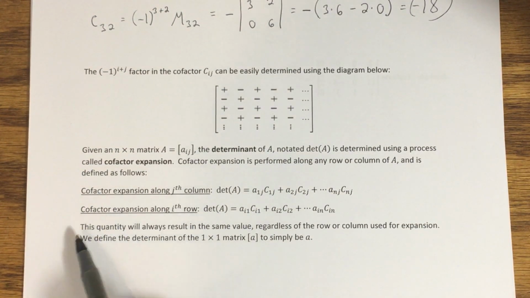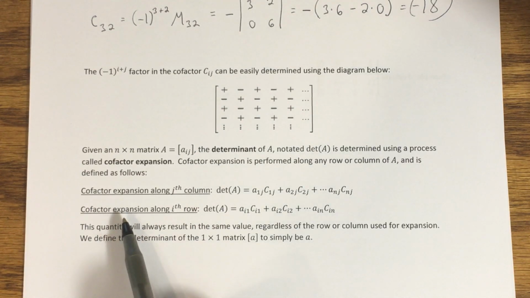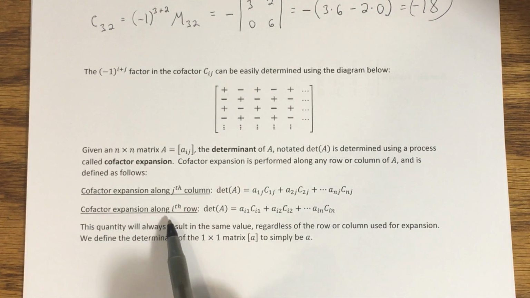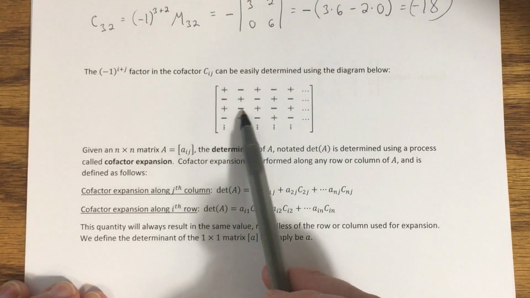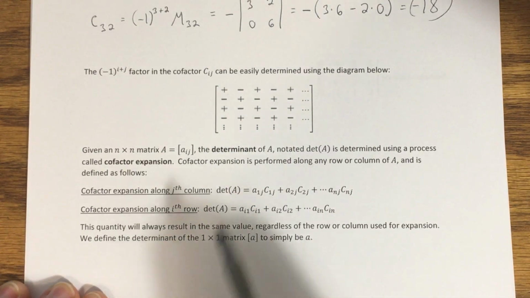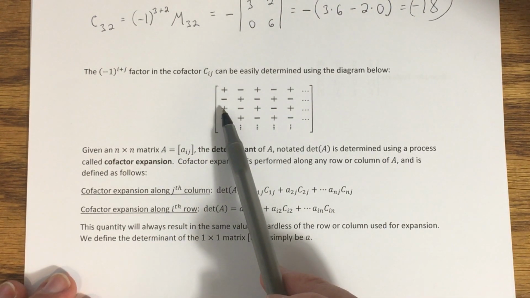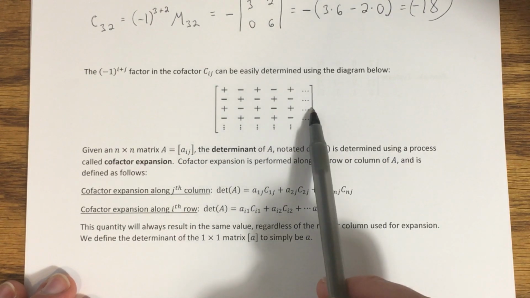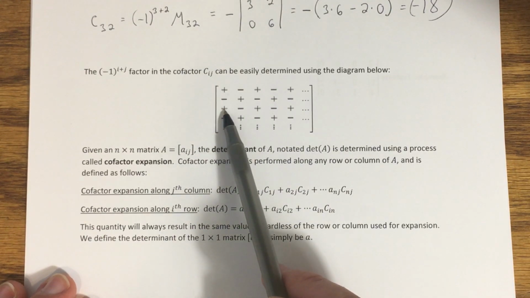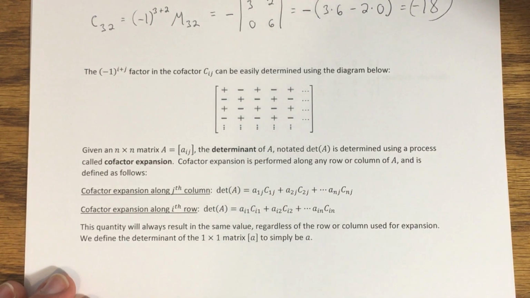We can do the same thing performing cofactor expansion along some row. So if this is the ith row of a matrix right here, I can do the same thing. Select each entry in that row, multiply each entry by the cofactor associated with that entry, and then sum all the results. That's what this is telling me.